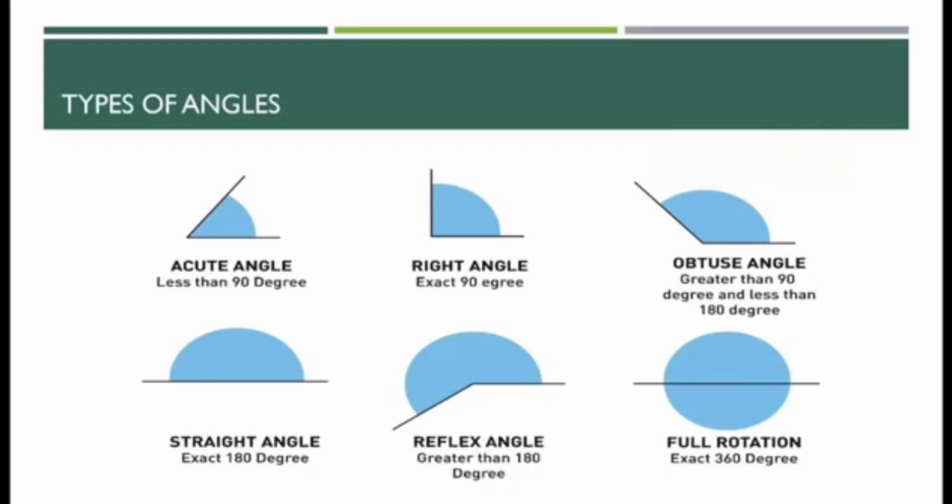Next is right angle. A right angle is always equal to 90 degrees. Any angle less than 90 degrees is an acute angle, whereas any angle greater than 90 degrees is an obtuse angle. Next is straight angle. A straight angle is 180 degrees when measured. You can see that it is just a straight line because the angle between its arms is 180 degrees.